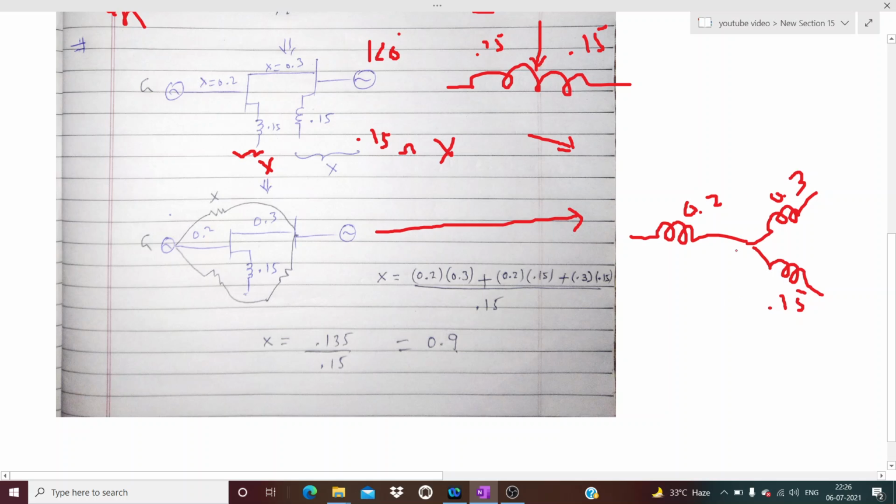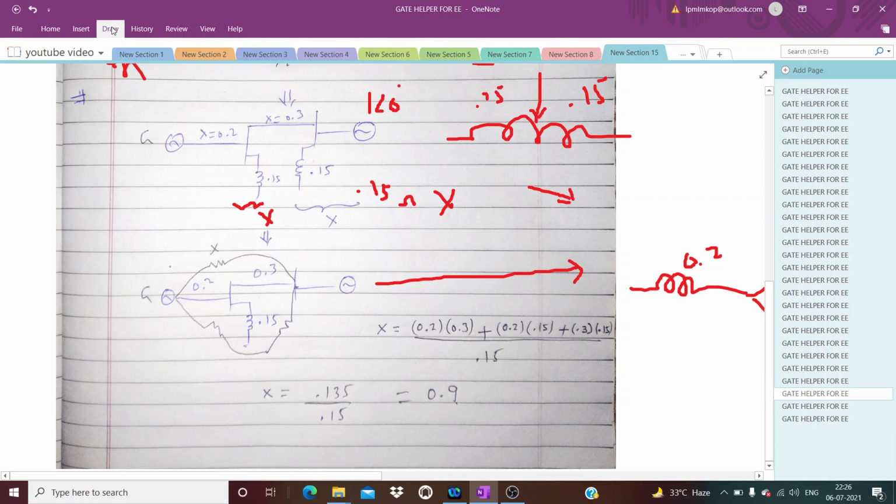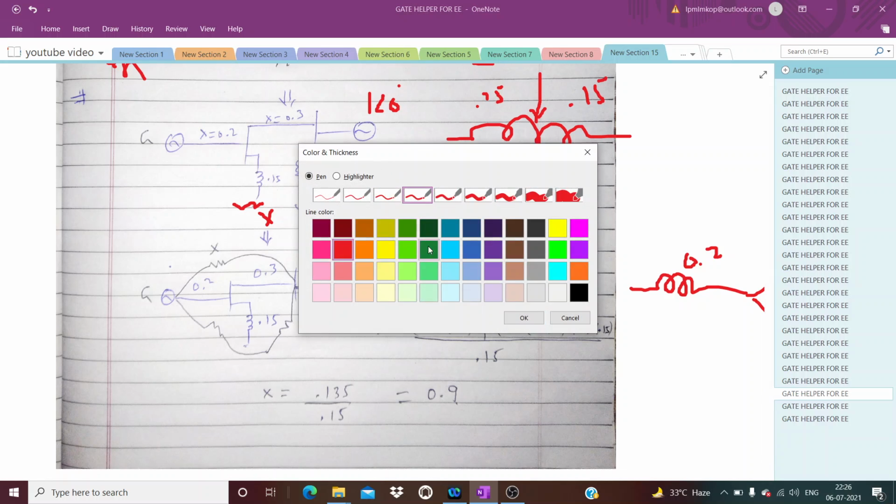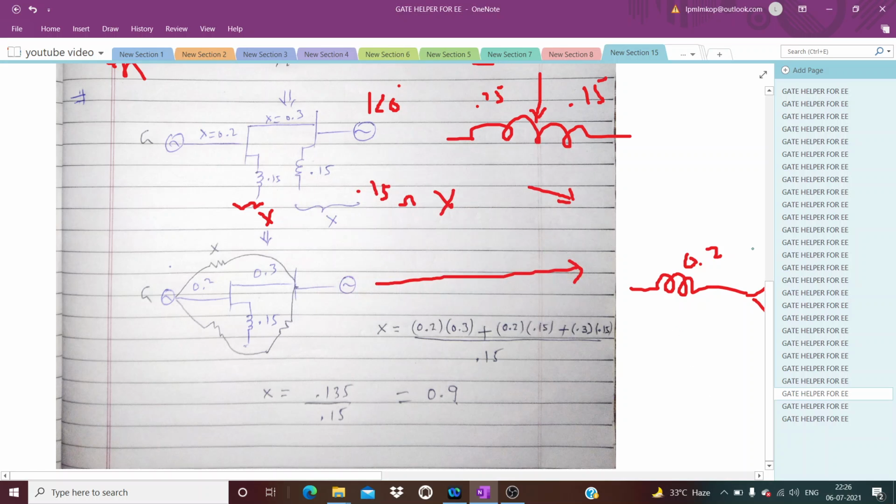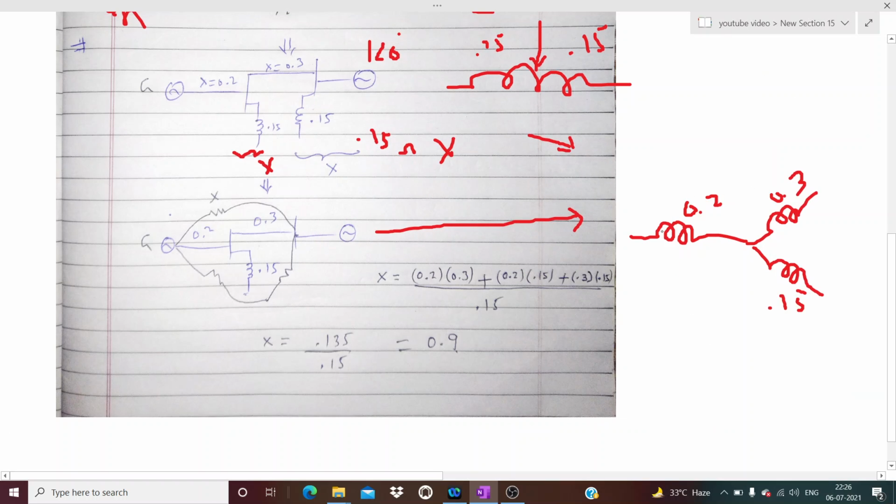This is called a type of star connection. Whenever we find some parameter, we ground this. So this is like a star connection. If you see properly, this is a star connection. Our job is to convert this star connection into a delta connection. So this is what a delta connection looks like.